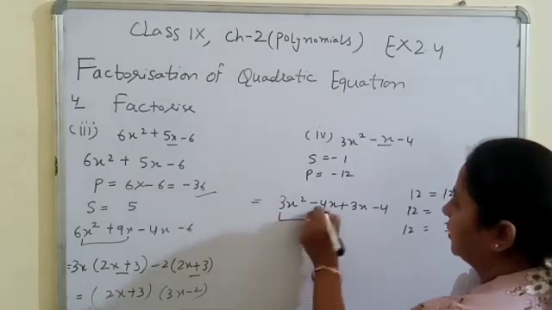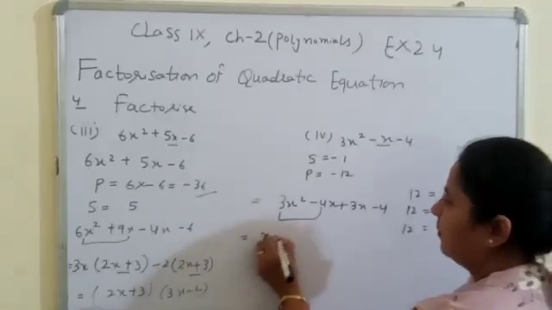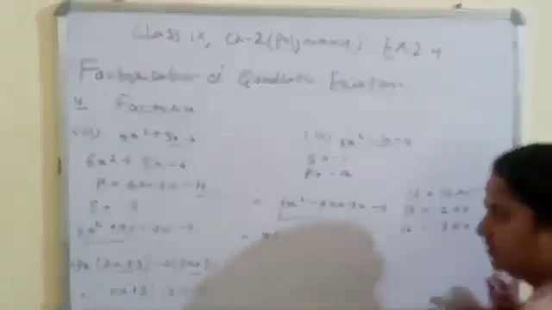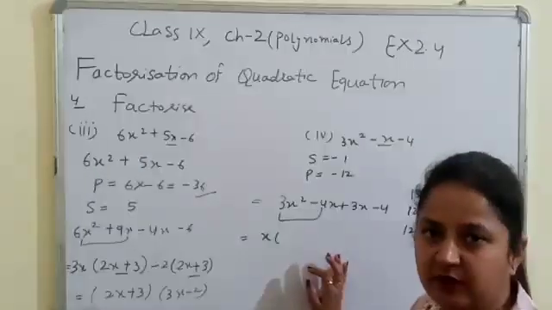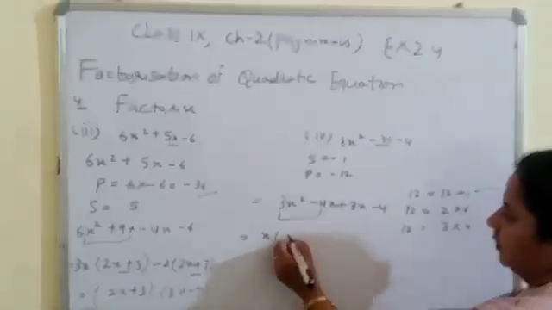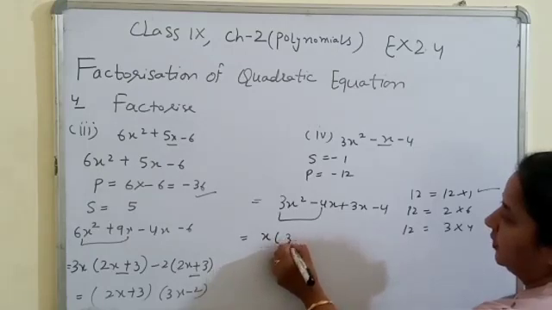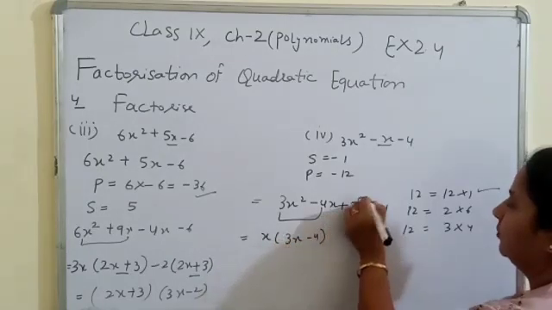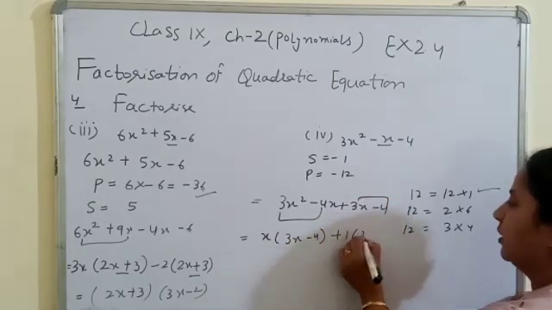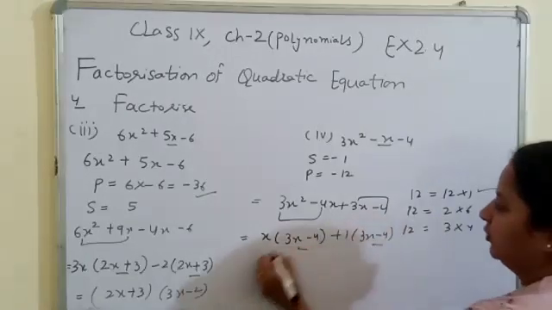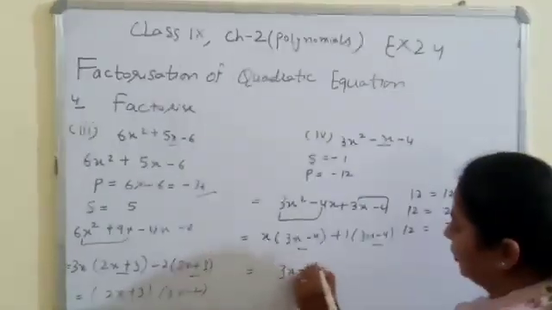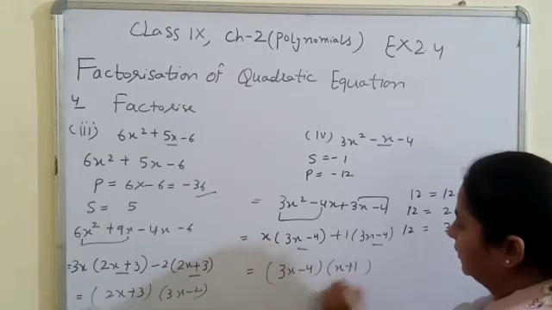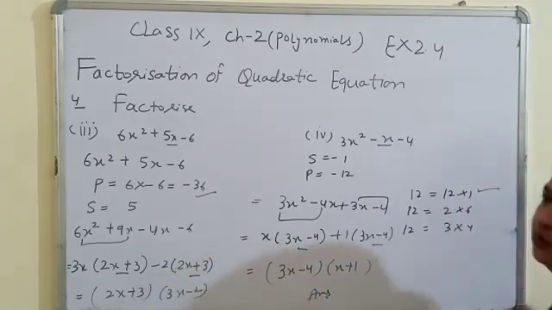So let's take out common. We can take x common, because between 3 and 4 there is only one common value, that is 1. So this is 1x, 3x minus 4. Similarly, from the last two terms we can take one common. 3x minus 4 is common, so take it out. These are the factors for part 4.